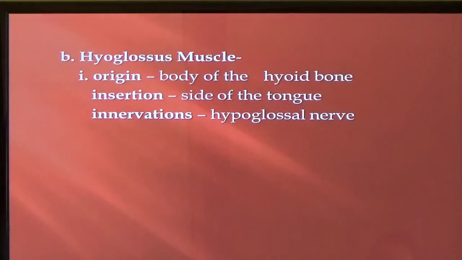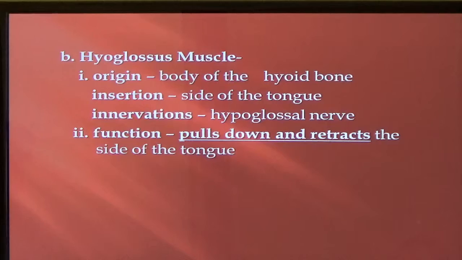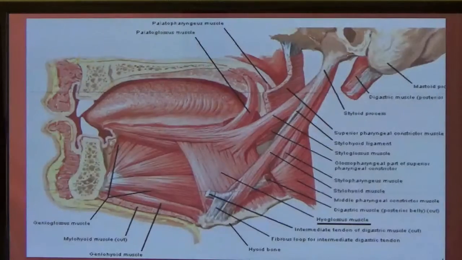From the genio, this is kind of a fan muscle. Okay, hyoglossus muscle, origin, body of the hyoid bone. Again, hyoid, and glossus is tongue, so it goes from the hyoid bone to the tongue, pulls down and retracts the tongue. Again, here's the hyoid bone, this little floating bone, and it goes up to the tongue.